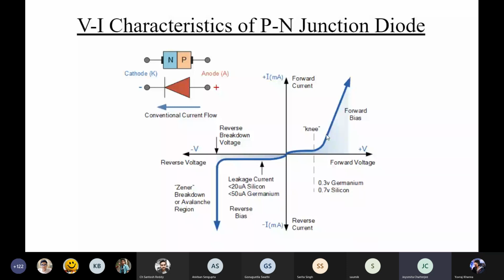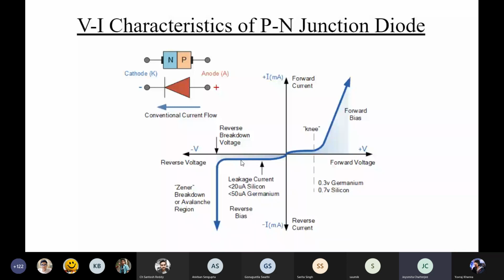And in the third quadrant, what happens? If we apply reverse voltage, we have a very small amount of current, as you can see, which is the reverse leakage current, and that happens up to the time when the reverse breakdown voltage is reached. When that breakdown voltage is reached, the PN junction depletion zone breaks down, and the current flows due to Zener or avalanche breakdown. And thus there is a steep downward slope, as you can see in the reverse static characteristics. So this is the Zener breakdown or the avalanche breakdown region.